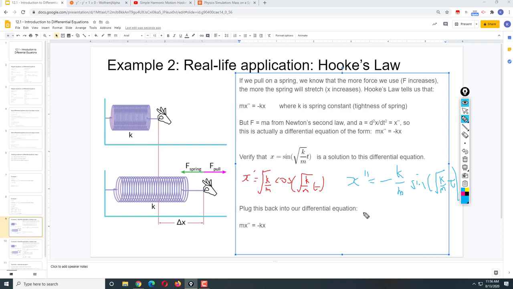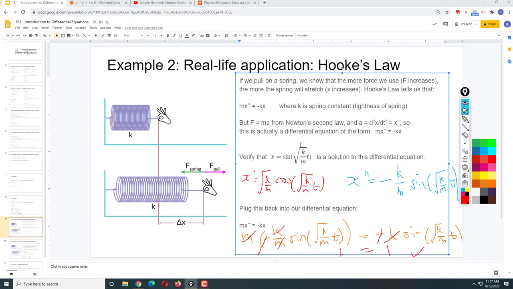Now that we have taken the derivatives, we are ready to plug back in. So we have m times our second derivative, negative k over m sine of square root of k over m t, is equal to negative k times our x. X is sine of square root of k over m t. The two m's cancel. The two negatives cancel. The two k's cancel. And the sines cancel. So really, this is just 1 equals 1, which is, of course, always true. So that's one of the solutions.